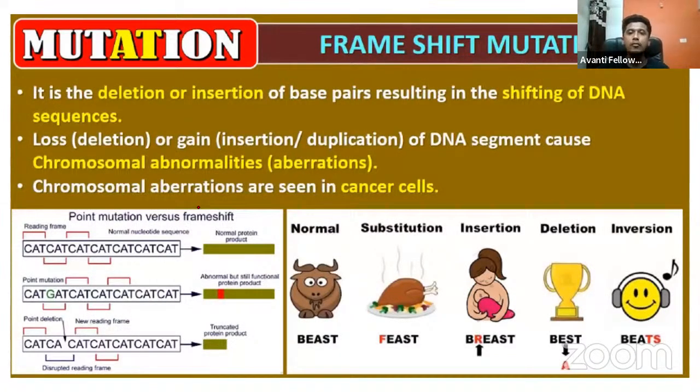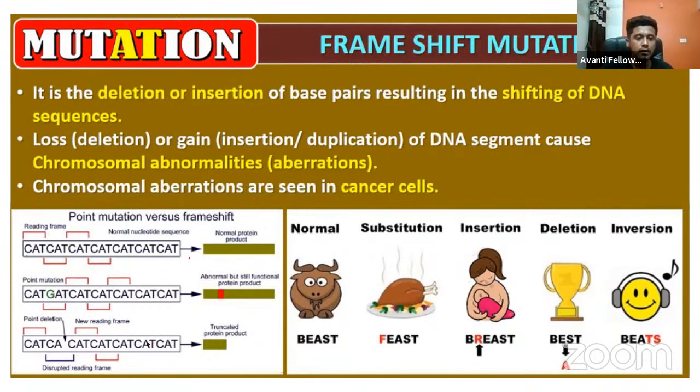The next type of mutation is frameshift mutation. Here on the left end, you can see a reading frame: CAT, CAT, CAT, CAT, CAT. This is the actual reading frame. This is how we read. We start from one point and keep going to the other point. So this is a normal gene sequence.